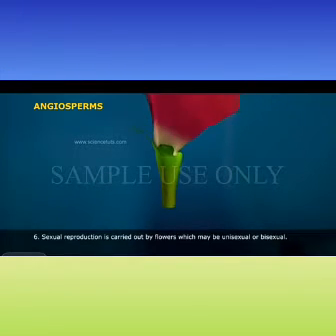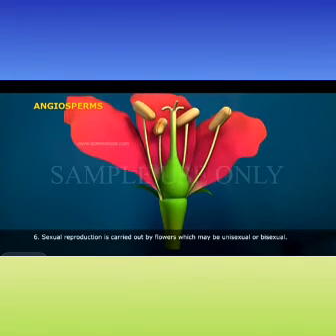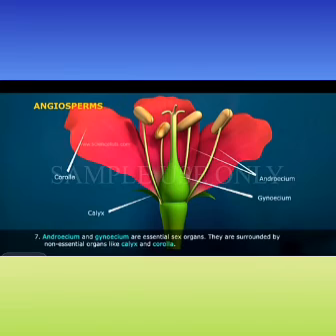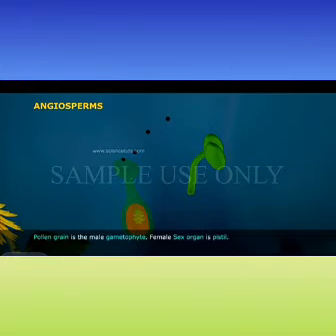Reproduction is sexual, carried out by flowers, which may be unisexual or bisexual. Androecium and gynoecium are the essential sex organs. They are surrounded by non-essential organs like calyx and corolla. See this picture. Pollen grains are produced by the anthers of the stamen. Pollen grains are the male gametophyte.